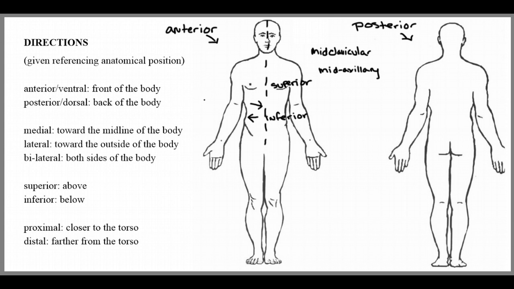Proximal refers to closer to the torso, and distal refers to farther away from it. So I'll use the elbow and wrist as an example. Is the elbow closer to the torso than the wrist is? Yes. So you would say the elbow is proximal to the wrist, meaning it's closer to the torso than the wrist is. Alternatively, you can say the wrist is distal to the elbow, meaning it is farther away from the torso than the elbow is.